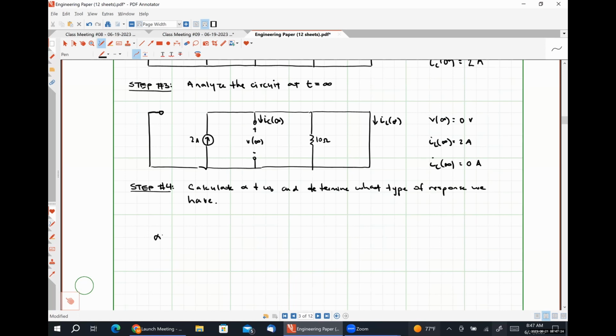So for a parallel RLC circuit, alpha is equal to 1 over twice RC. So that's going to be 1 over 2 times 10 ohms times 10 millifarads. So when I put 1 over 2 times 10 times 0.01 in my calculator, I get 5 nepers per second.